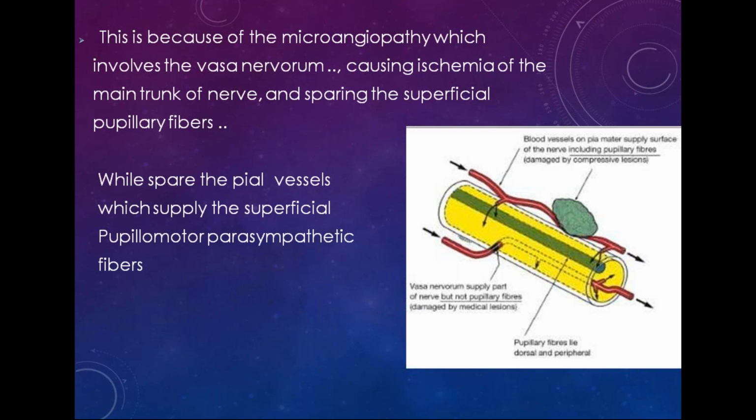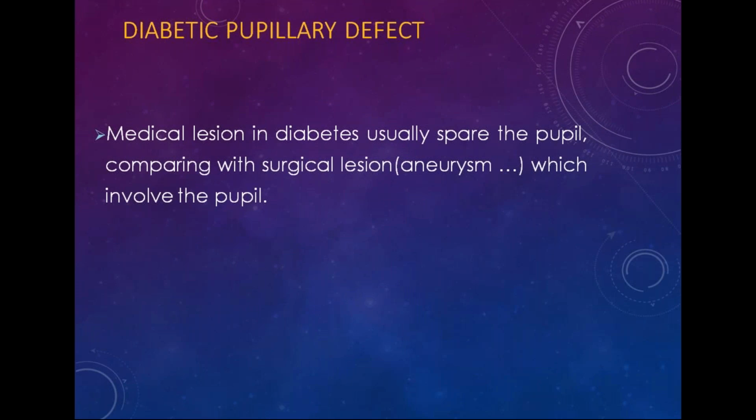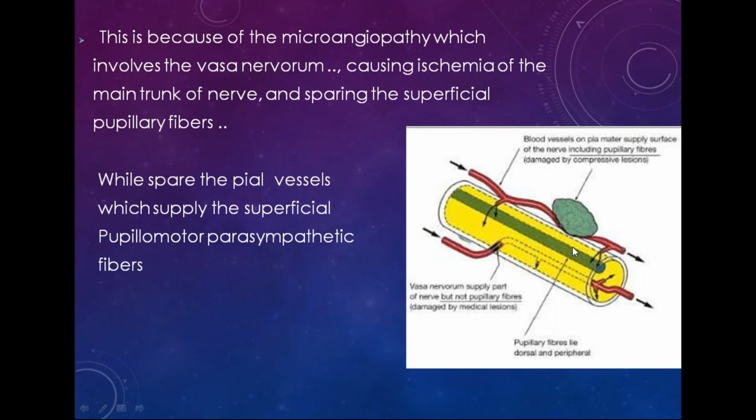Most important picture is: medical lesions in diabetes mellitus usually spare the pupil, compared with surgical lesions like aneurysms and tumors which involve the pupil, because the surgical lesions will compress the pial vessels which supply the sphincter pupillae and the superficial pupillomotor parasympathetic fibers. These pial vessels supply the pupil. Whenever there is a macroaneurysm or tumor, they compress the pial vessels, leading to involvement of the pupil.